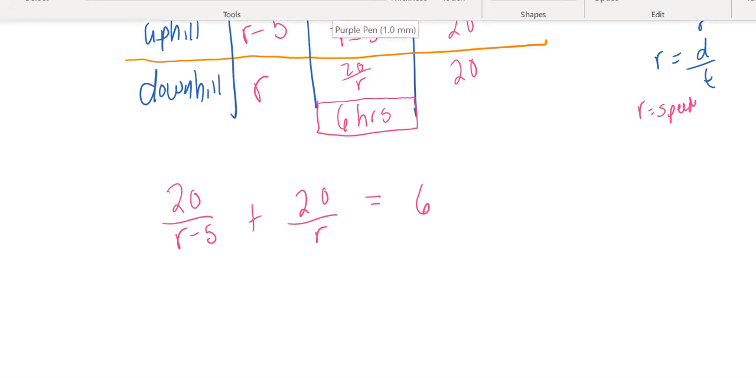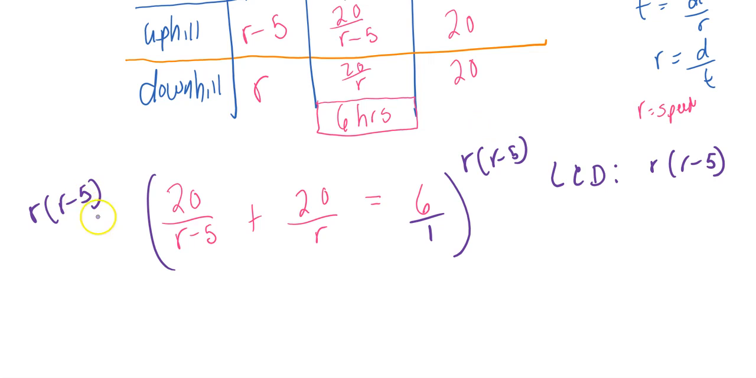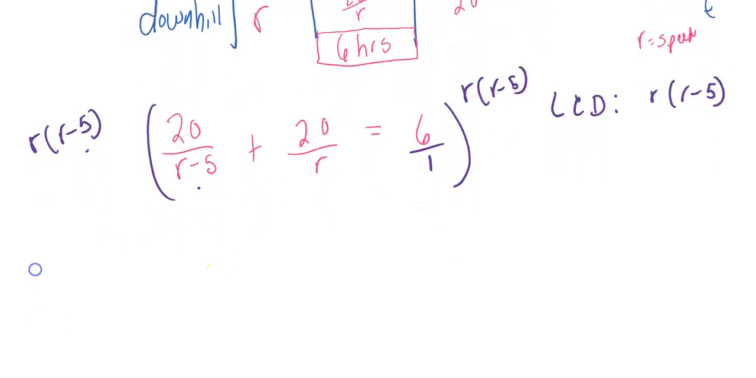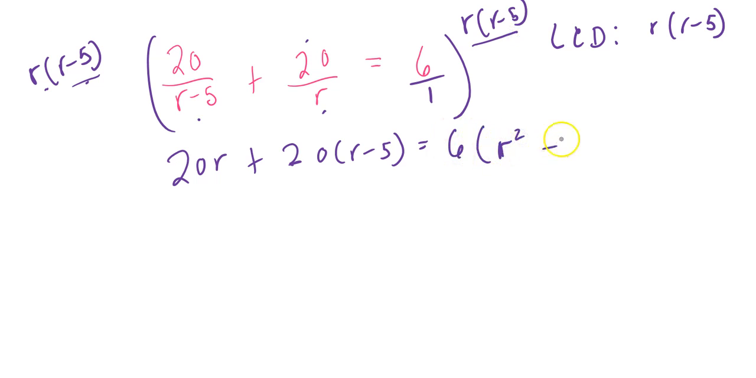All right. Let's go ahead and fraction bust using the LCD, which in this case is r times r minus 5. We're ready. r minus 5 divided by r minus 5 goes to 1. That just leaves us variable r times 20. This r divided by r goes to 1, leaving us r minus 5 times 20. And on the right side, we have 6 times r squared minus 5r.